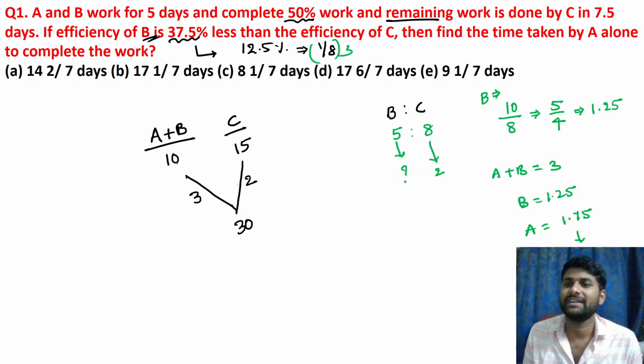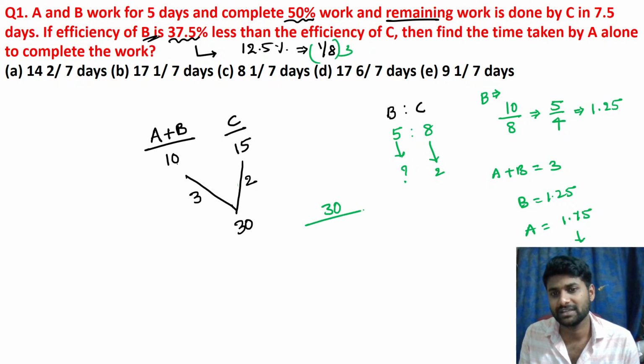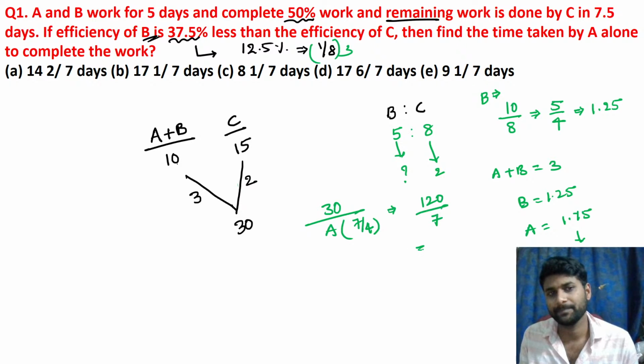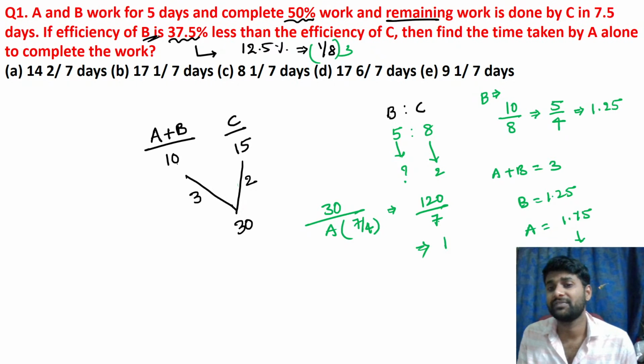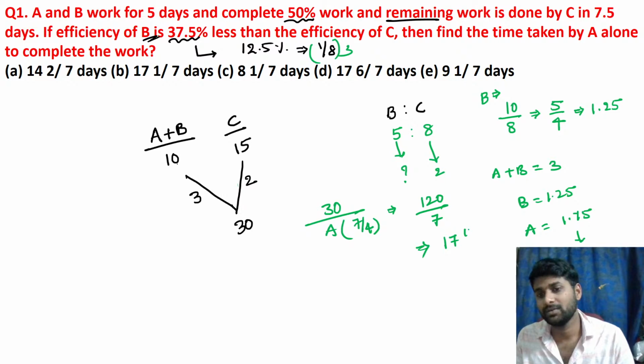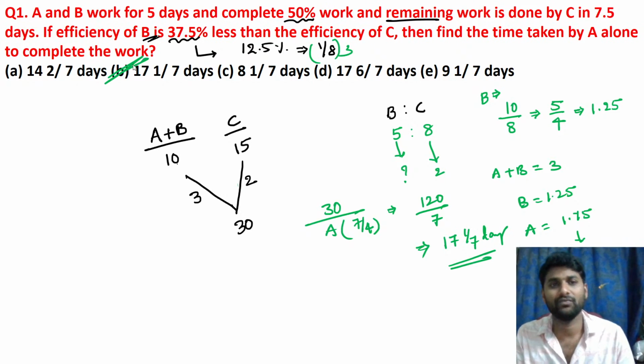Here the question: find the time taken by A alone to complete the work. 30 units of work are done by A, so how much time does it take? A's efficiency is 7 by 4. Finally, the value becomes 120 divided by 7. 7 ones are 7, we are left with 50 as a remainder. 7 sevens are 49, remainder 1 by 7. You can choose your option: 17 1 by 7.